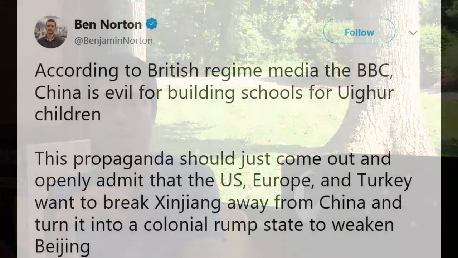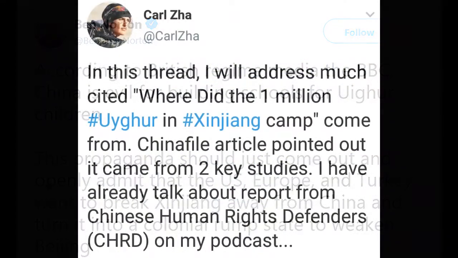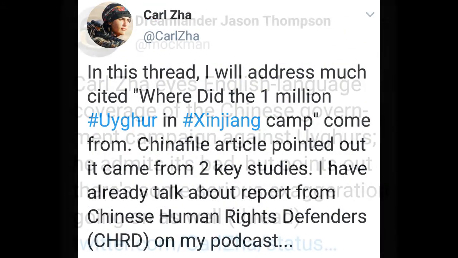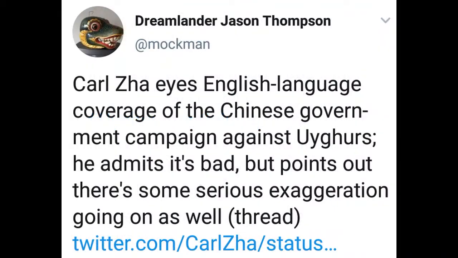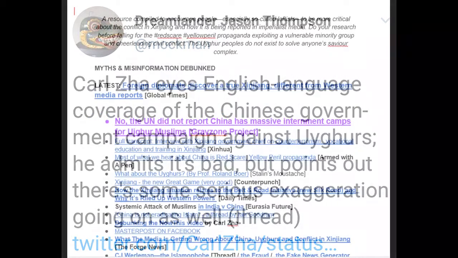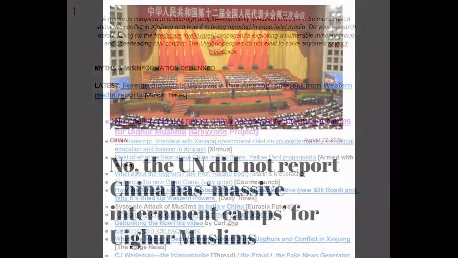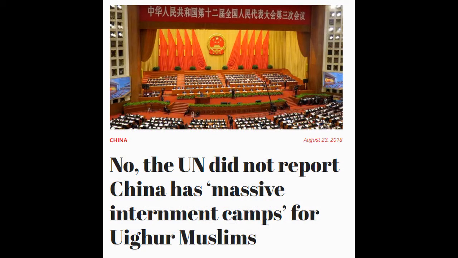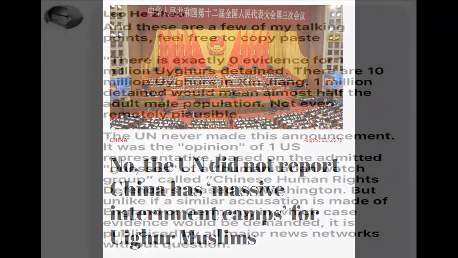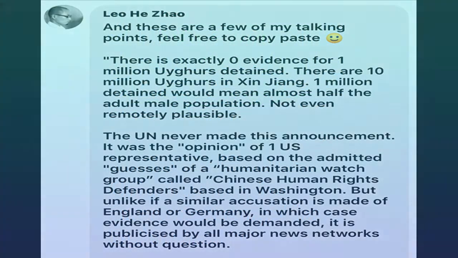With what Mahfouz has said, originally it involved denial that there were concentration camps. Now, once evidence comes out, they keep on trying to move the goalposts. Now they're saying there are not 1 million Uyghurs and other Turkic minorities in concentration camps, or that it's not an intentional program to exterminate the Uyghur culture.